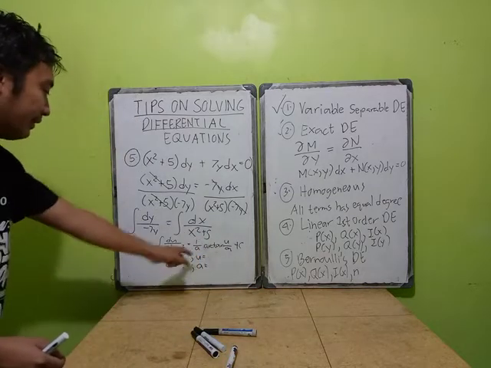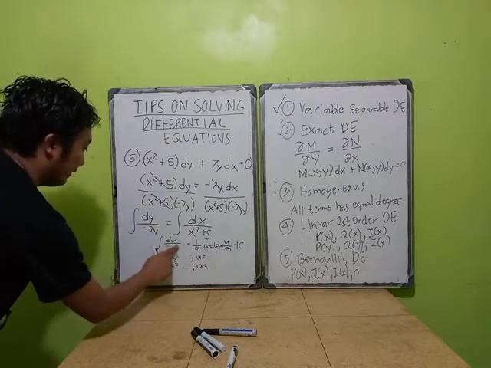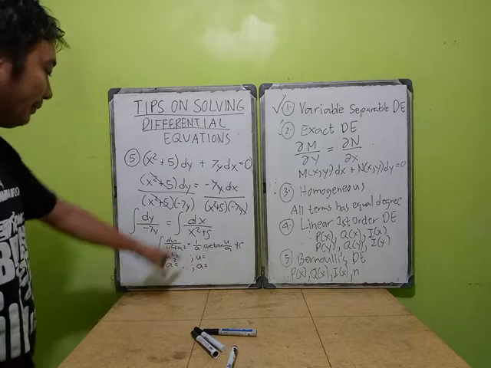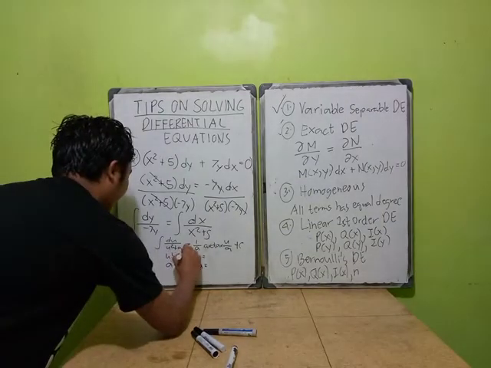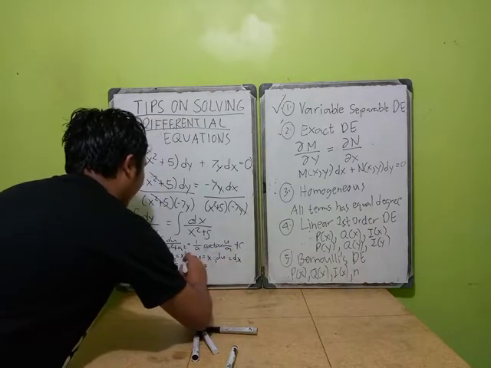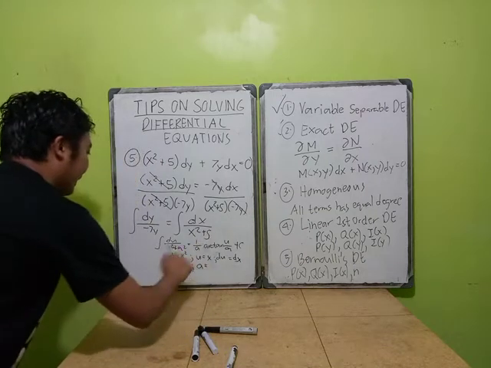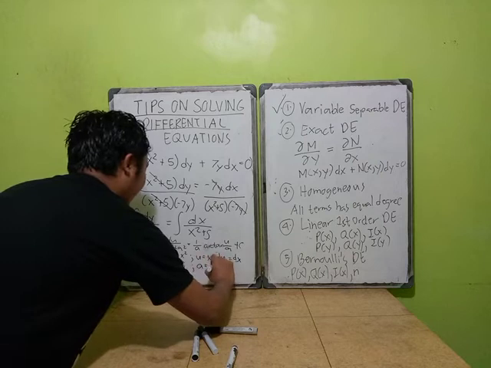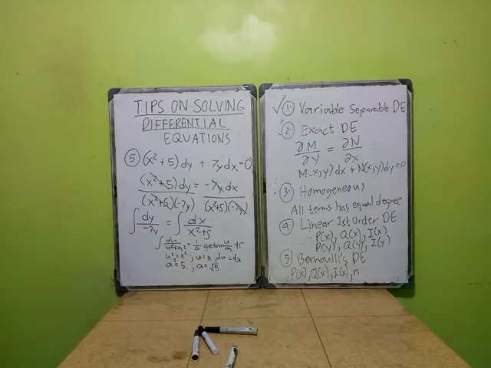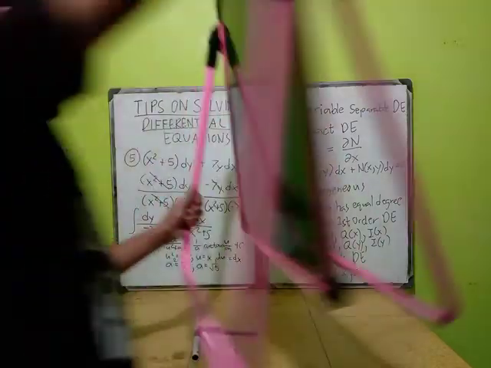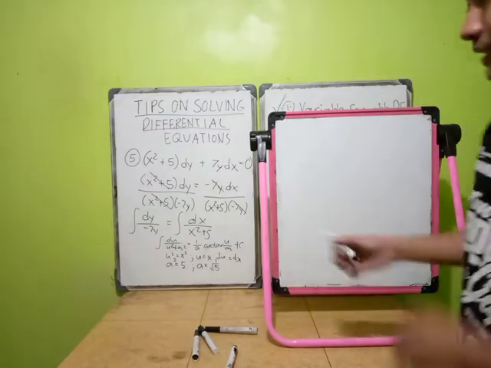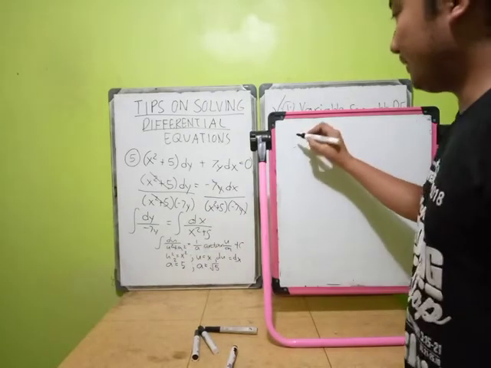In terms of u squared plus a squared, our u is the variable and our a is the constant. So our u squared is x squared, so u is x. Therefore, du is also dx. And our a squared is 5, so a is square root of 5.